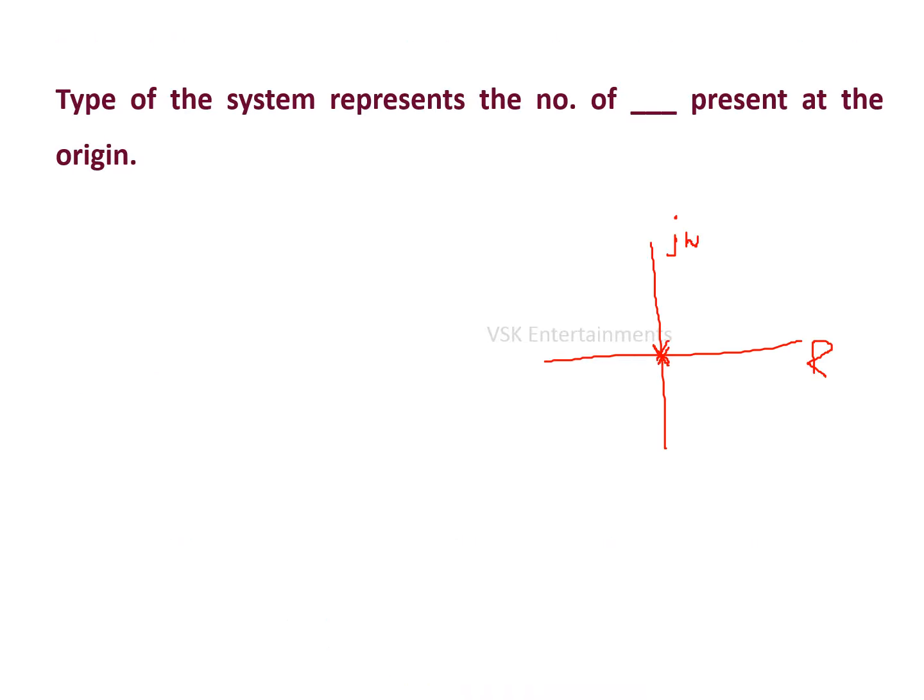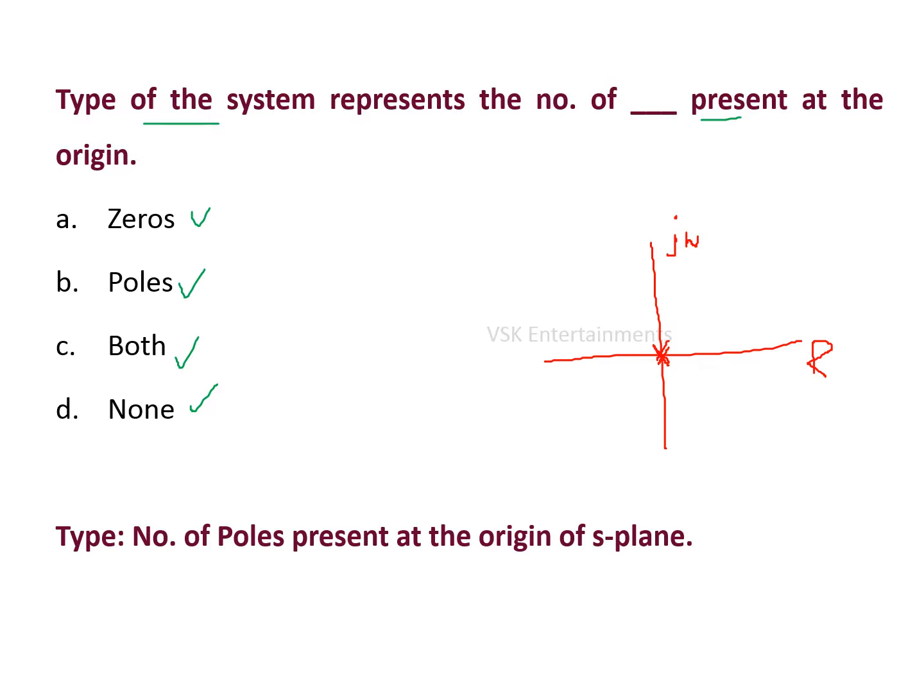Coming to the next bit, type of the system represents the number of dash present at the origin. Coming to options, zeros, poles, both zeros and poles, and none of the above. Coming to the concept of type, type is defined as the number of poles present at the origin in S-plane. Okay, this is the S-plane which consists of real axis and imaginary axis, and this is the origin. The number of poles present at this origin, that is known as the type of the system. So for this bit the option is B, that is poles.